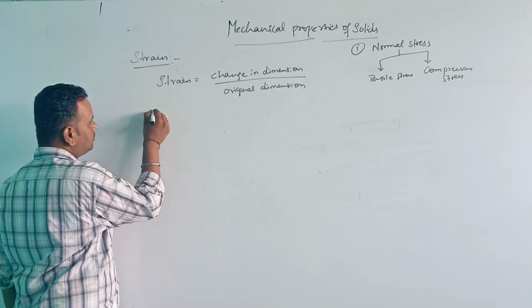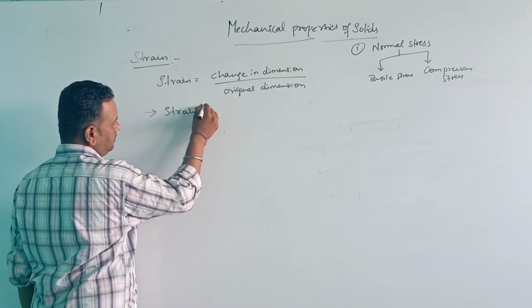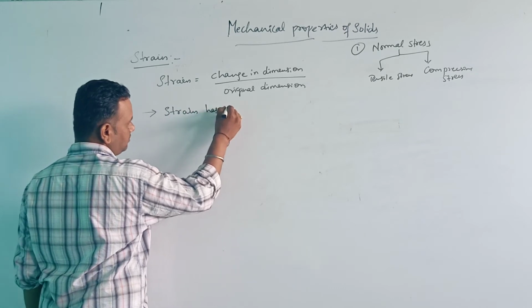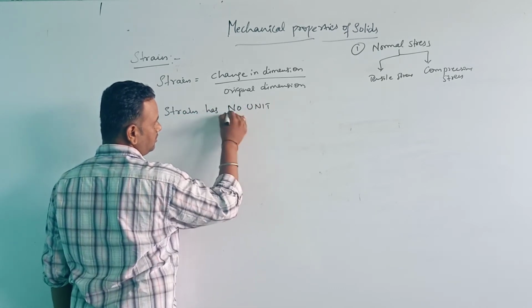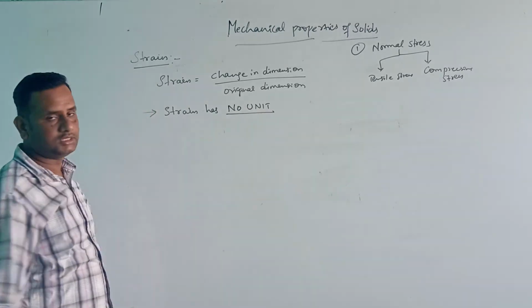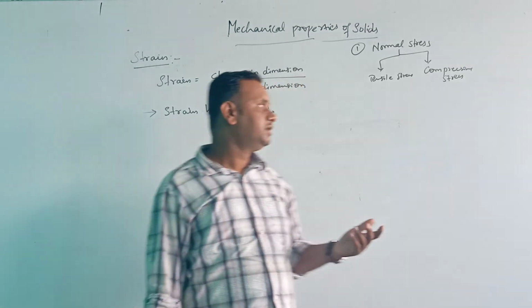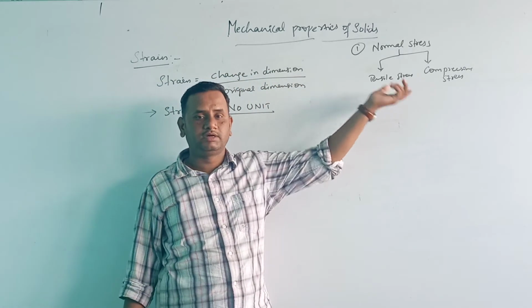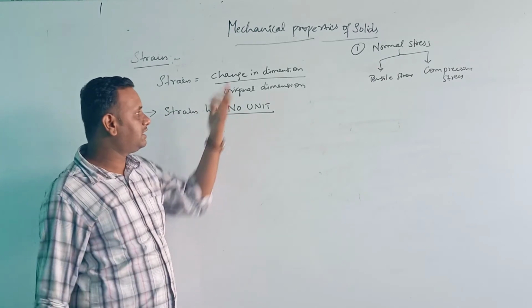And one more thing you should remember, that strain has no unit. It doesn't have a unit. For stress we have a unit called Newton per meter square, but for strain we are not having any unit because of dimensions.